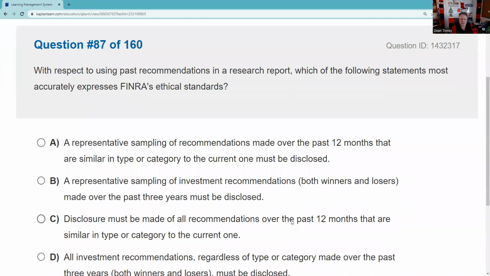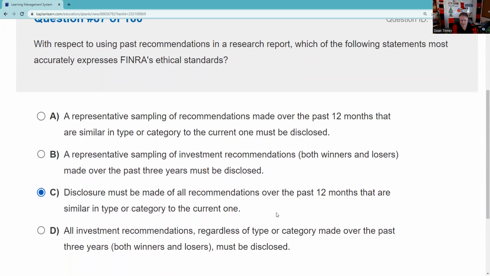With respect to using past recommendations in a research report, this is testable. So you decide you're going to tell people about your past recommendations. Which of the following statements most accurately expresses FINRA's ethical standards? And very testable, you need to disclose all the recommendations you made over the past 12 months, your winners and your losers that are similar to the category. Sometimes the way we say that is your entire universe of selections. Very much a test question. C. Disclosure must be made of all the recommendations over the past 12 months for that type of security.